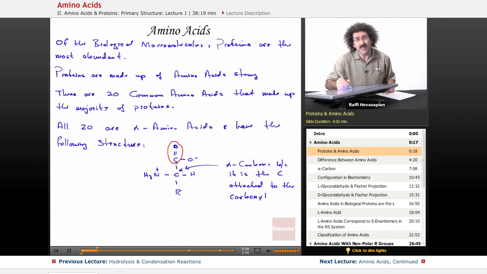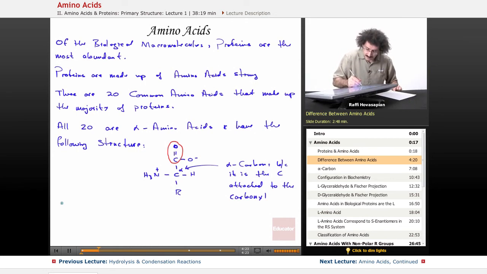The alpha carbon is not the first carbon in the chain. The first carbon is the carbon of the carbonyl, then 1, 2, and if there are others. But the alpha carbon is the one that's actually attached to the carbonyl carbon. So it's very important to distinguish that. We'll talk a little more about that when we get into larger molecules, when we talk about alpha, beta, gamma, delta, things like that.